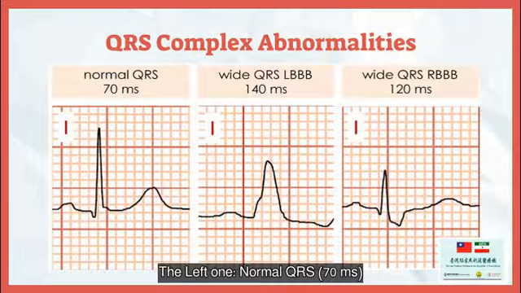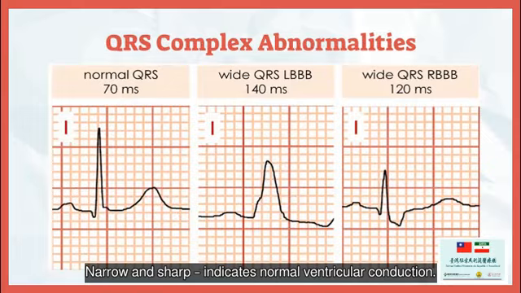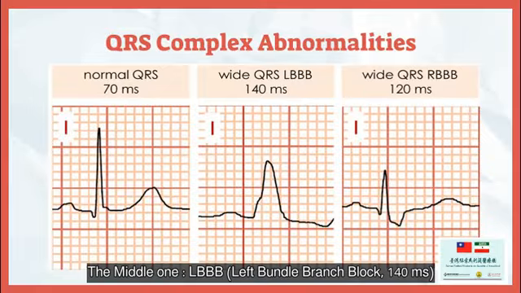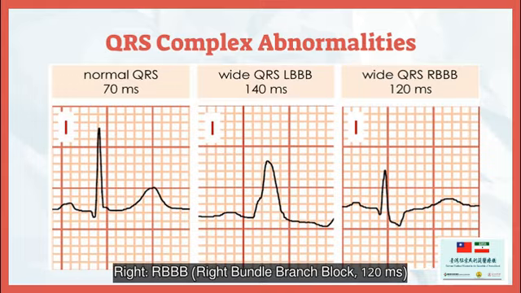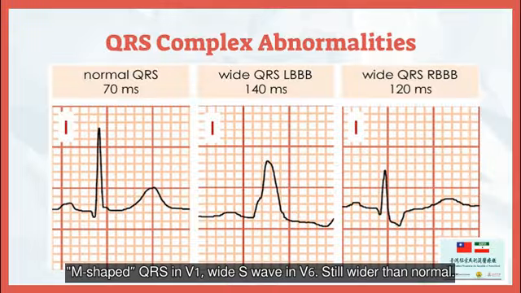The left one, normal QRS, 70 milliseconds. Narrow and sharp, indicates normal ventricular conduction. The middle one, LBBB, left bundle branch block, 140 milliseconds. Wide and slurred QRS, look for deep S in V1 and tall R in V6. Right, RBBB, right bundle branch block, 120 milliseconds. M-shaped QRS in V1, wide S wave in V6. Still wider than normal.